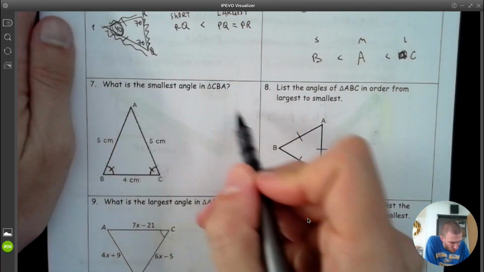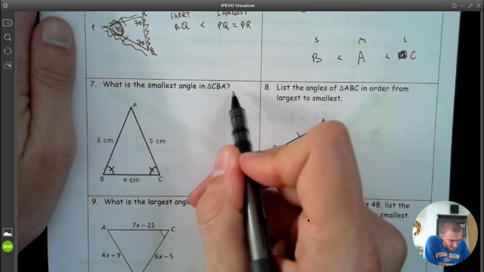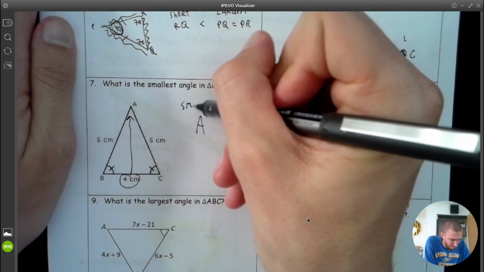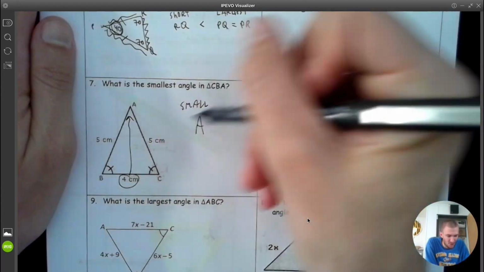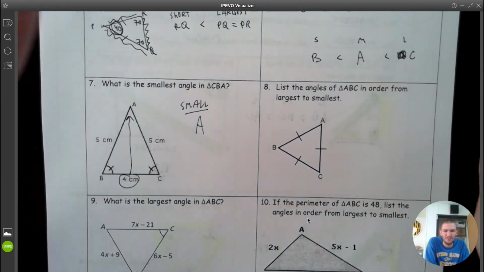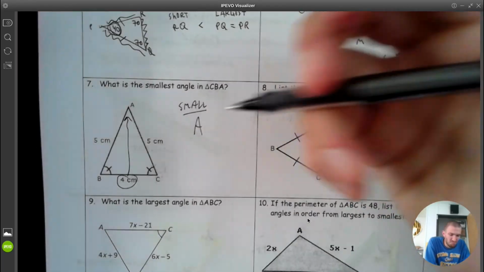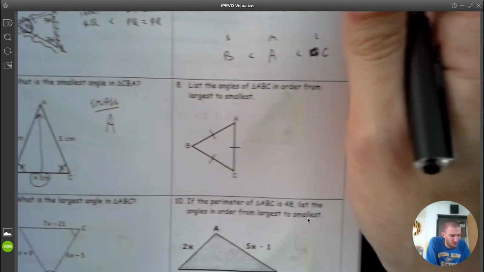What is the smallest angle in CBA? Well, the smallest angle is A. Now a good idea is just always label it, right? You don't have to do any Desmos. You hardly have to do any work for these questions. So just write them down, right? That doesn't take too long to do.